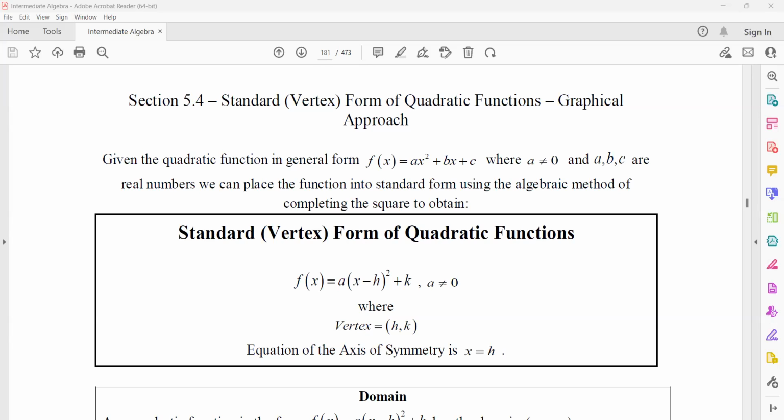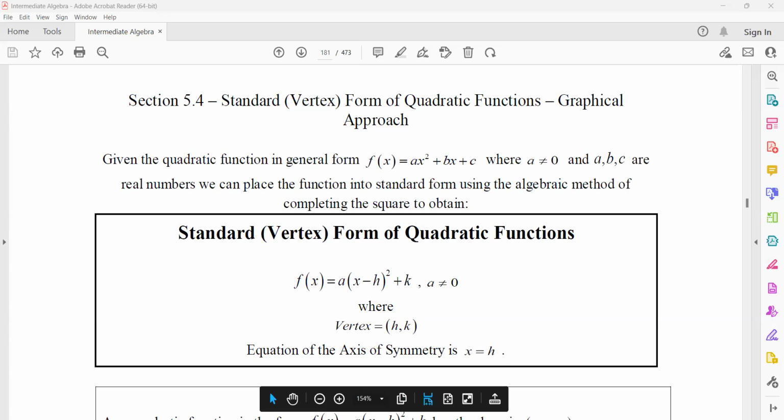So I would like to touch on section 5.4 and 5.5 in this video. Now in section 5.4, we are looking at the standard or vertex form of quadratic function. And we also want to look at the graphical approach.